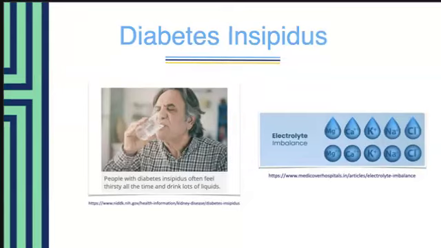Now, both types can lead to dehydration, electrolyte imbalances, and high serum osmolality if not treated with desmopressin for central diabetes insipidus or fluid replacement. So, with proper diagnosis through tests like the water deprivation test, which is very crucial to determine that underlying cause.